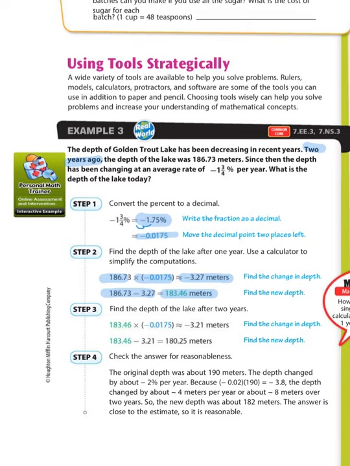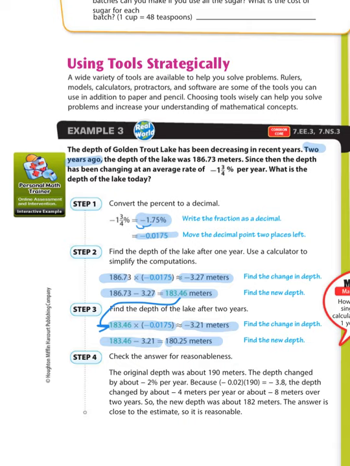And so now we're just going to repeat that. Notice that 183.46 is now the number we're starting with. So I have 183.46. We're going to find the change, so multiply that by the percent decrease. It went down 3.21 meters. Now we're going to subtract 3.21 from 183.46, and we get our new depth. So the new depth is 180.25 meters.